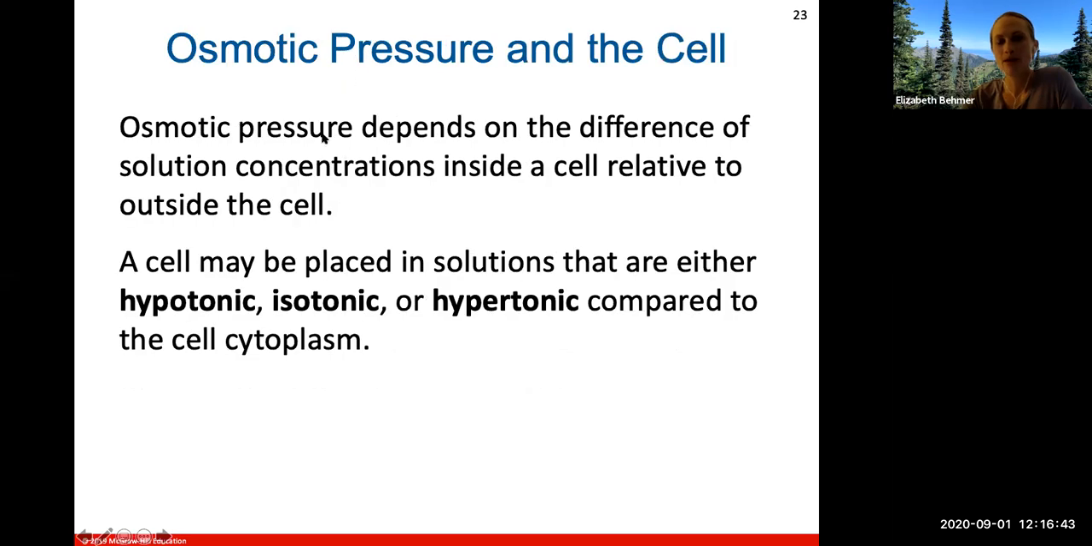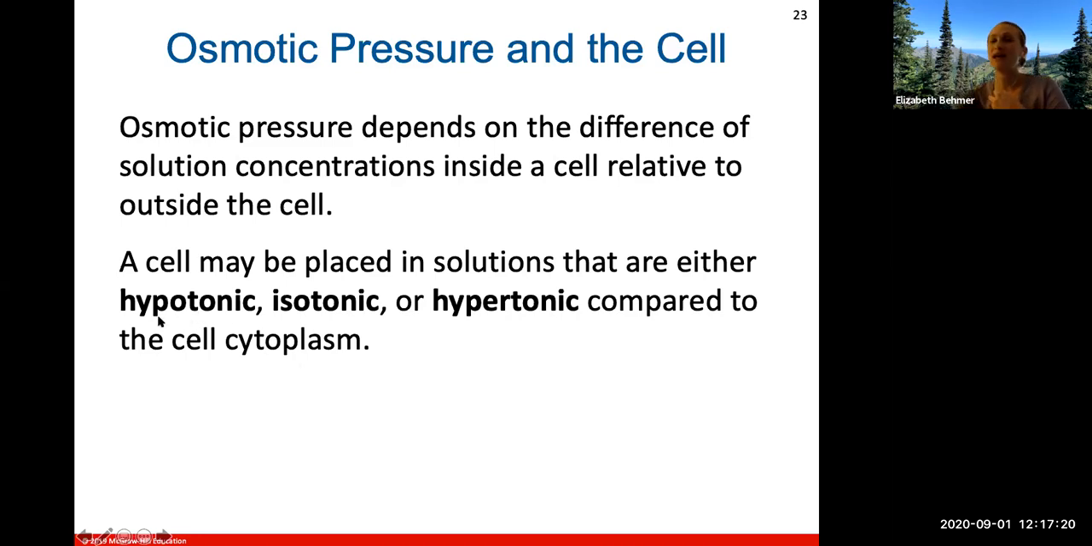Okay, so we're still in osmosis, osmotic pressure in the cell. Osmotic pressure, again, helps osmosis to occur. This depends on the difference of solution concentrations inside a cell relative to the outside of the cell. And this is a part of the PowerPoint that I encourage you to listen to because I know there's at least one test question on what hypotonic, isotonic, and hypertonic solutions are. A cell can be placed in solutions that are either hypotonic, isotonic, or hypertonic compared to the cell cytoplasm.